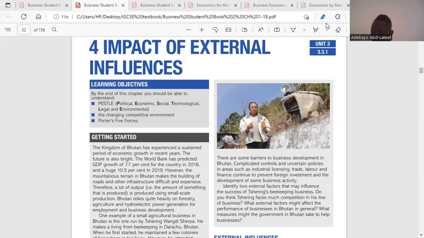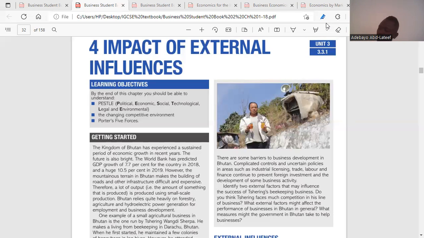Then we go to cost. If the PESTLE analysis affects the cost or increases the cost of production for firms, it means their profit margin will fall. And if their profit margin falls, businesses would not have any other choice than to raise the prices of goods and services so that they can still make profits. That is cost, if PESTLE analysis affects it.